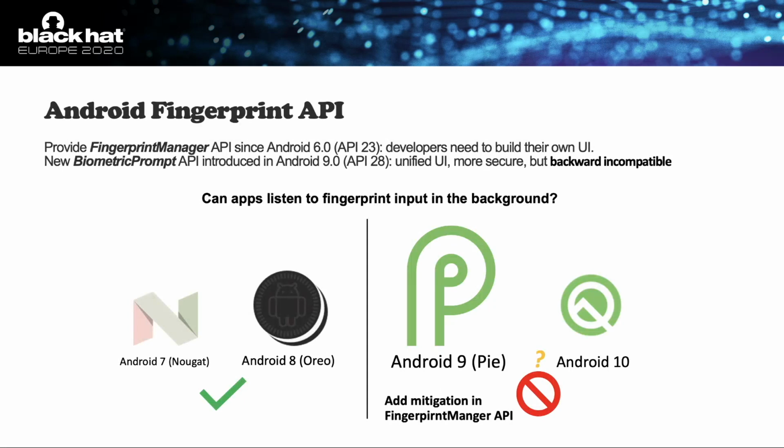So first of all, let's look at what developers can use if they want to implement fingerprint functionality in Android. They have 2 choices. The first one is the Fingerprint Manager API, which was introduced in Android 6. This API only provides the function to call the fingerprint sensor, but doesn't provide the user interface. Later, starting from Android 9, they also introduced the Biometric Prompt API, a new API for fingerprint, which has a unified UI and is more secure. However, it is not backward compatible. Nowadays in the market, we still see a lot of apps using the old Fingerprint Manager API, and this is our target in this presentation.